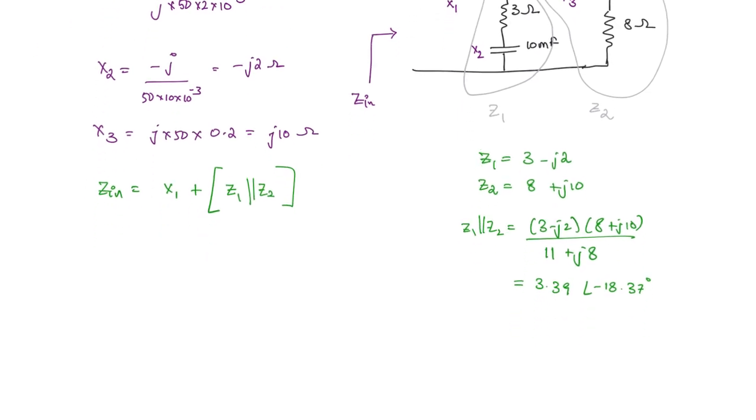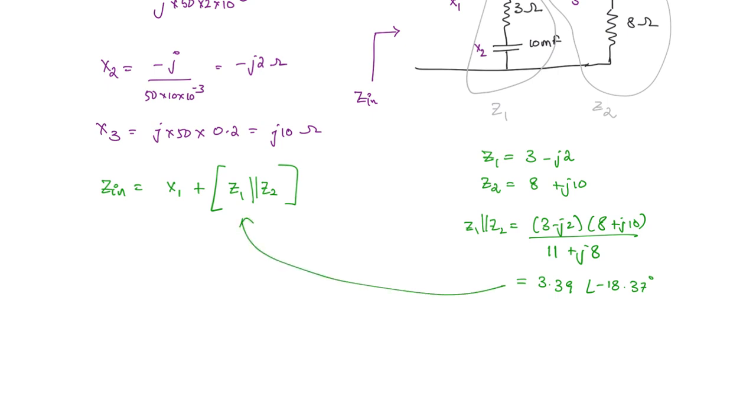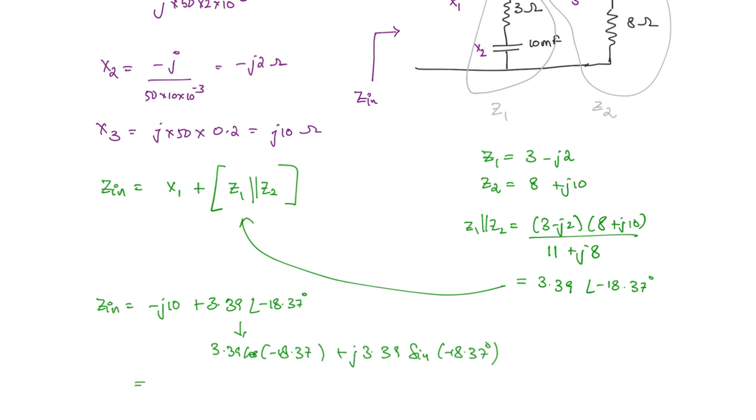Okay. So from here you can substitute in this and you are going to get Z input is equal to x1, which is minus J10, plus 3.39 angle minus 18.37 degrees. This again you have to write in rectangular form. How will you write? 3.39 cos of minus 18.37 plus J 3.39 sine of minus 18.37. The final answer you are going to get 3.217 minus J 11.068.